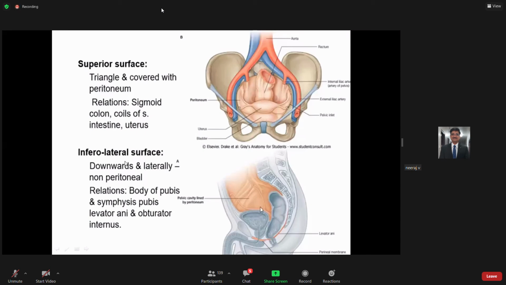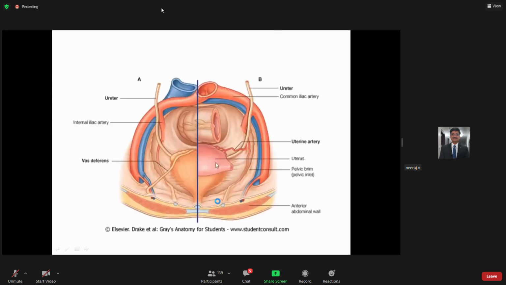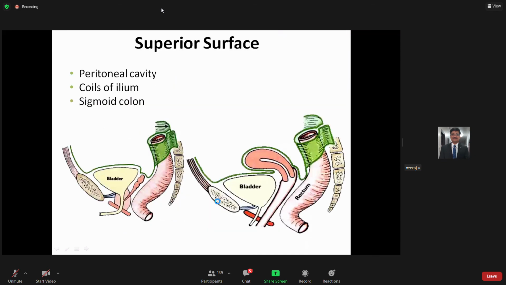Now coming on to the inferolateral surface. So if we see what are the structures related to the inferolateral surface, basically the inferolateral surface slopes downward and forward. And if you see in a three-dimensional picture, you can see it is moving like this. So as I mentioned in this line diagram, this is very easy to understand.